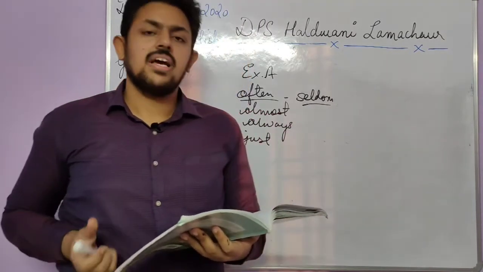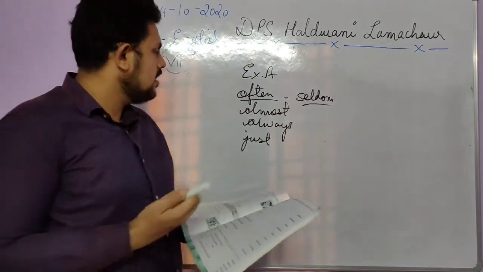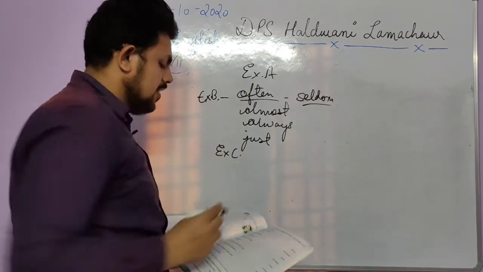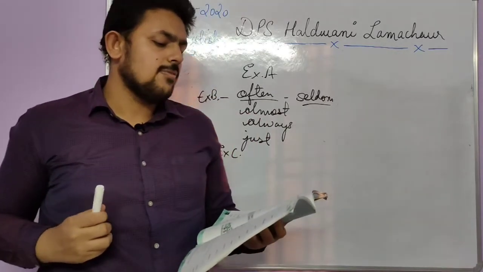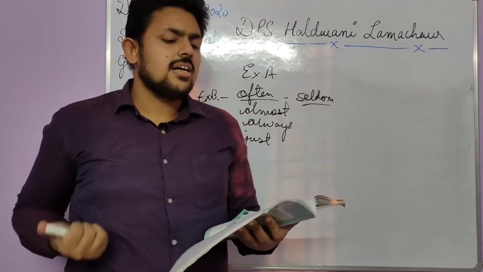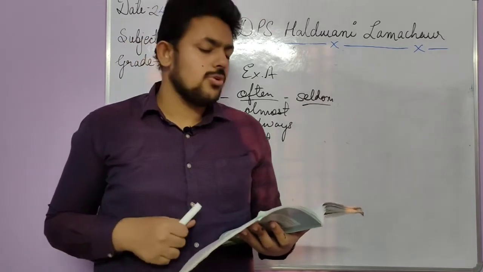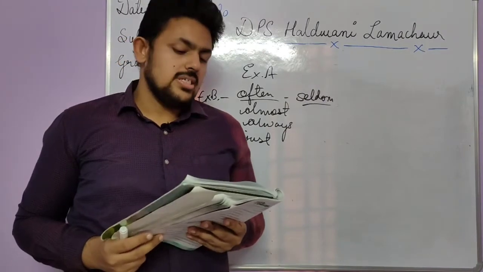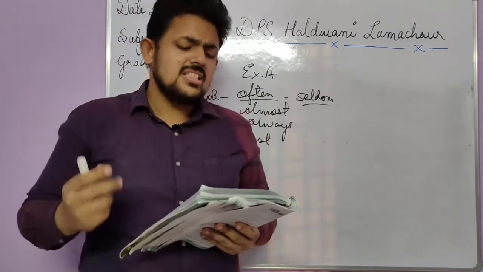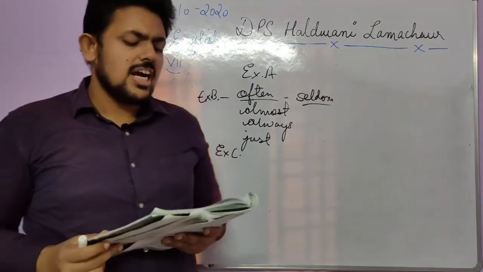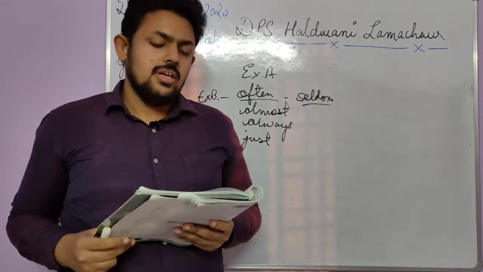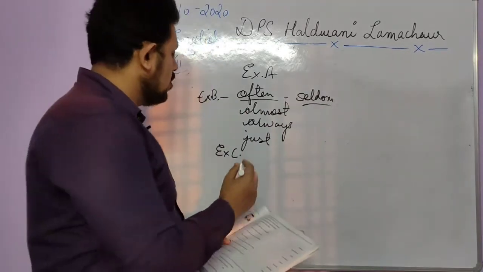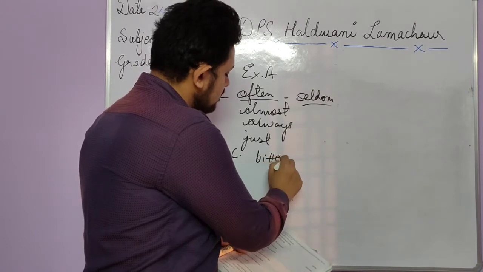Exercise number C. Rewrite, this was exercise B. Exercise C. Rewrite these sentences using adverbs given in the brackets in the correct place. The first one has been done for you. First one, see. He always late for school. In bracket always. He was always late for school. Okay. The child was crying. In bracket bitterly. The child was bitterly crying.